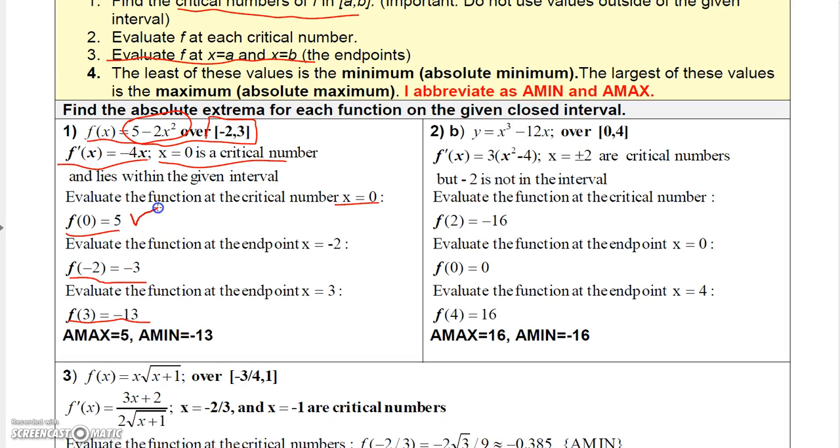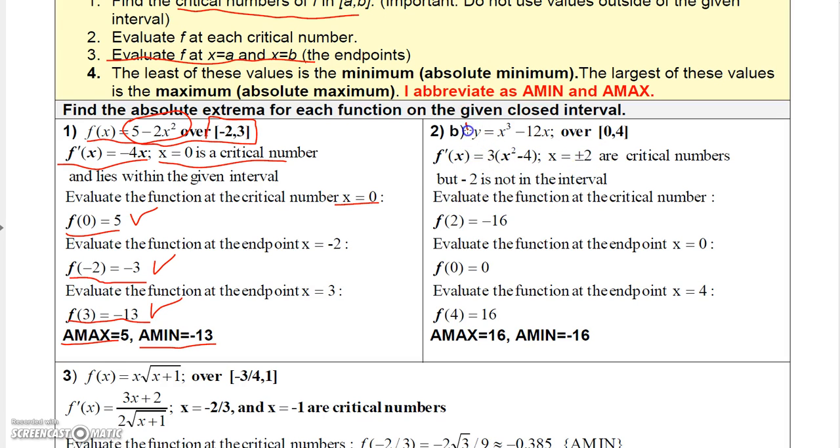Now, look at these three numbers, 5, negative 3, and negative 13. The biggest of these three numbers is your absolute max, which is 5. The smallest of these three numbers is your absolute minimum, negative 13. If you look at this graph to verify this, make sure you only look at the portion where x goes from negative 2 to positive 3, because the portion outside of that range is irrelevant.